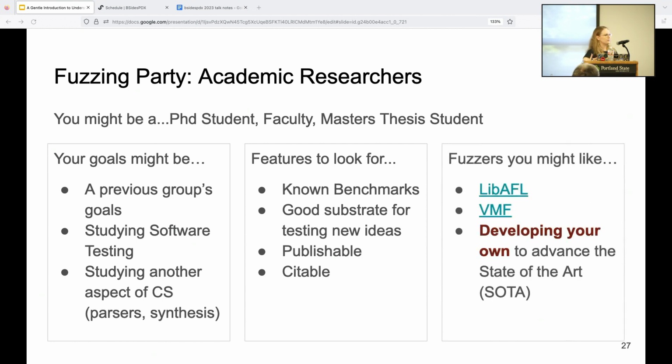So the two big fuzzers, and I say big might be a little bit of a stretch for VMF, are libAFL and VMF, which is Vader Module Fuzzer. And it came out this summer. It's what I worked on while I was an intern. But ultimately, what you're going to do is develop your own so that you can write a paper about it and graduate.